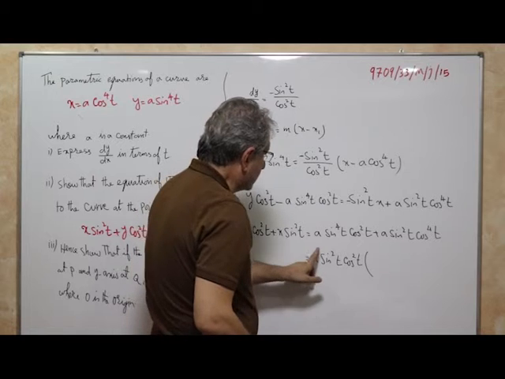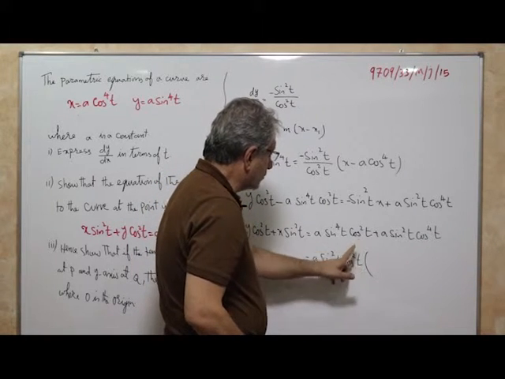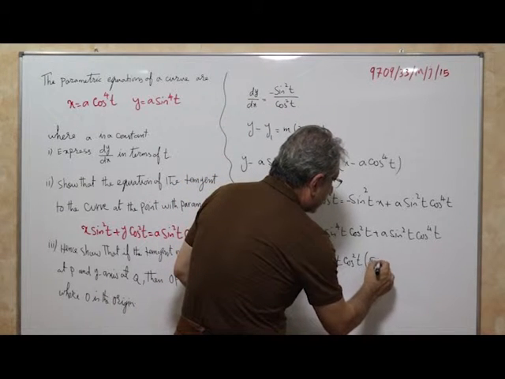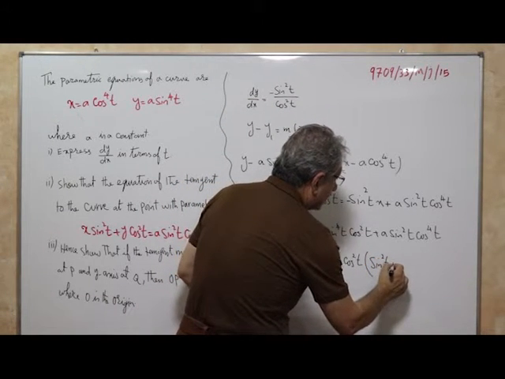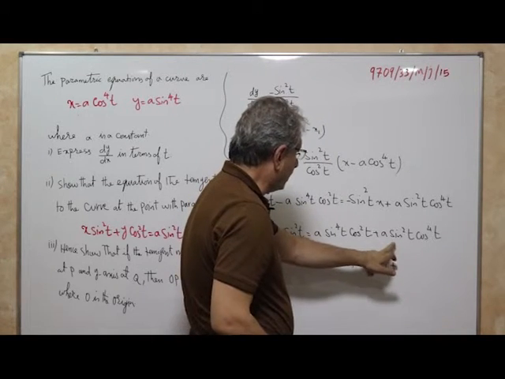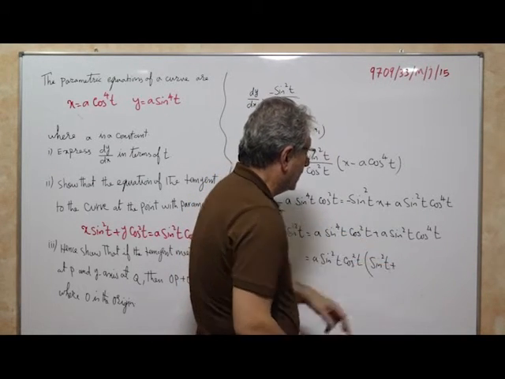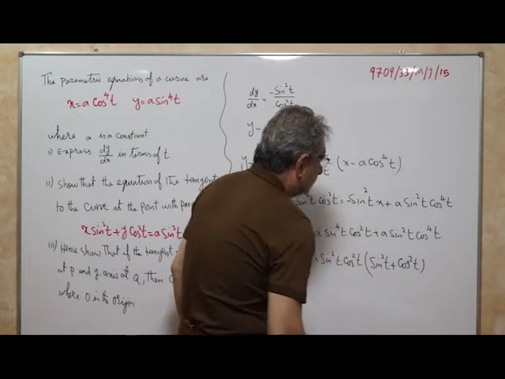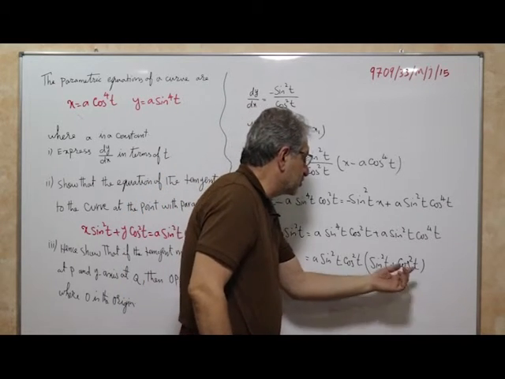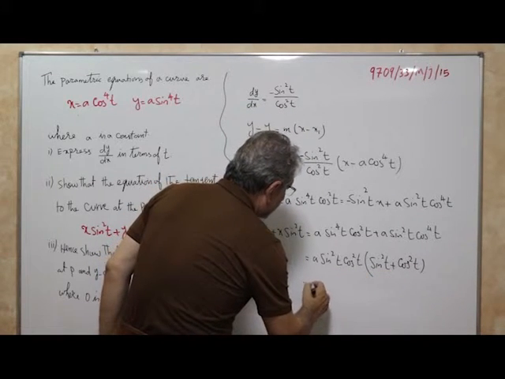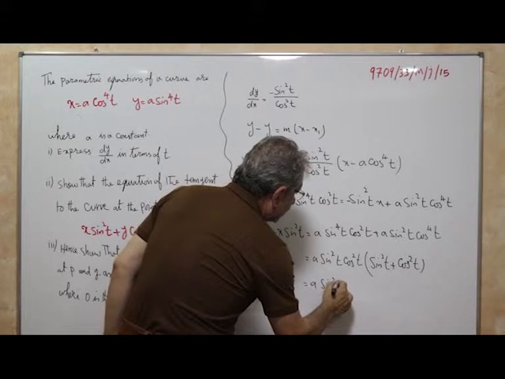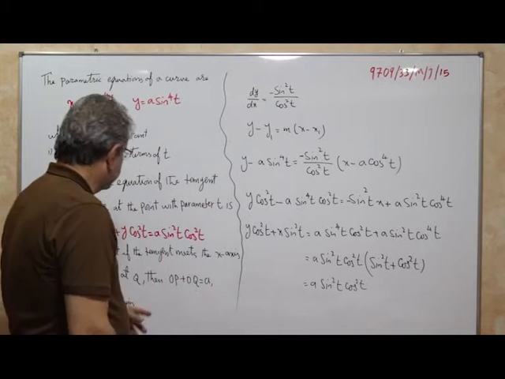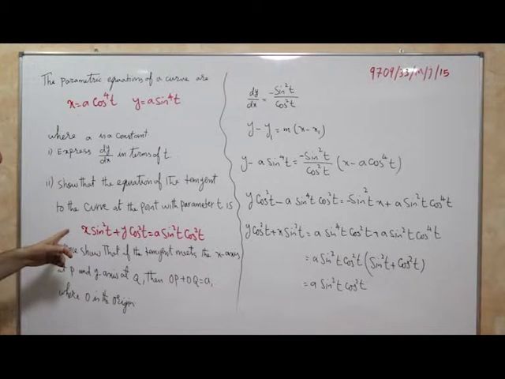If I take a outside, therefore there won't be any a here, cos square I have taken out, sine to power of 2, therefore sine square of t will remain here, plus this sine square has been taken out, a has been taken out, therefore cos square will remain from here. We know that sine square plus cos square is equal to 1, therefore it is equal to a times sine square of t cos square of t. Therefore we got the right hand side also correct.